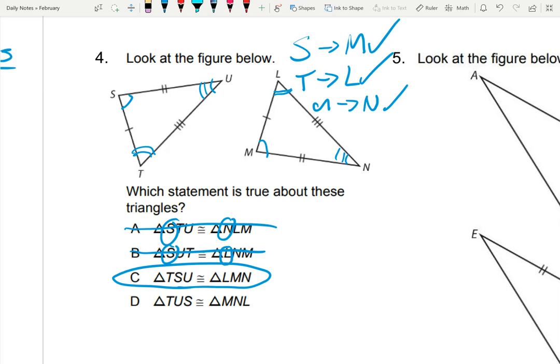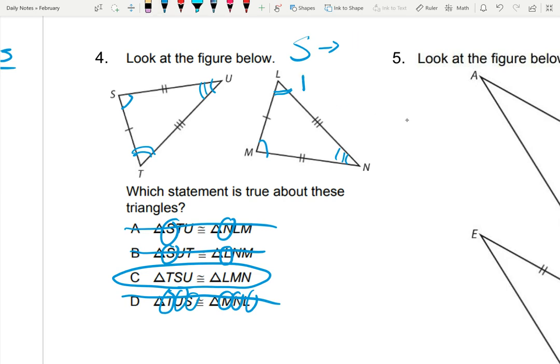And just to prove why the last one doesn't work, this one says T corresponds with M, which again we know is false. It also says that U corresponds with N, which is true, but S corresponds with L, which again we know is false. So the only one that has all three correspondents matching is answer choice C. So pay attention to that.